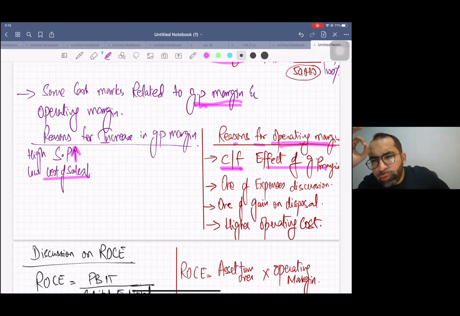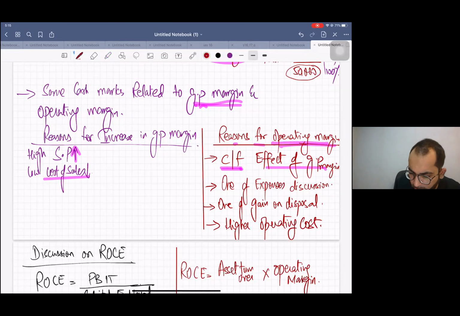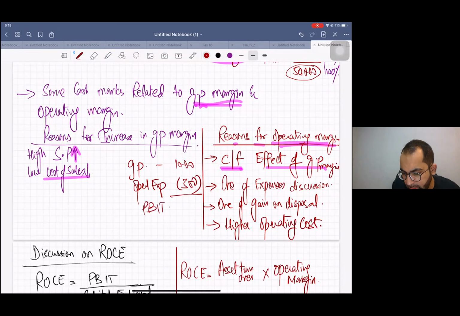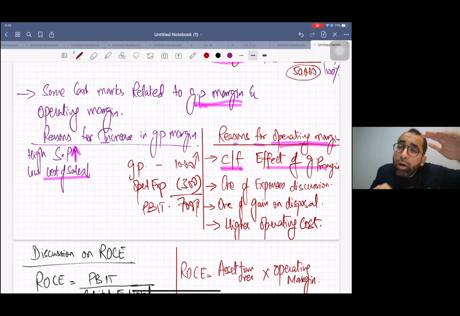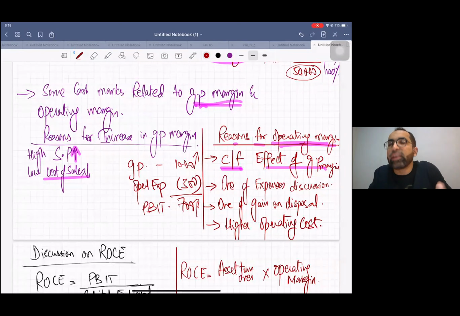Listen, it's very common. Just think, this is GP, let us say 1000. Operating expenses is 300. So automatically your PBIT is 700. Just think, if your GP goes up, automatically your PBIT will also go up. So whatever happens with GP happens with PBIT as well. This is a very routine commentary, the first point to start with in the question. If GP margin is going up and also operating margin is going up, you need to connect that operating margin following the GP margin.